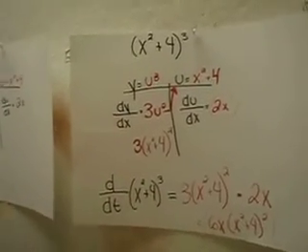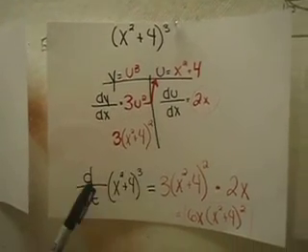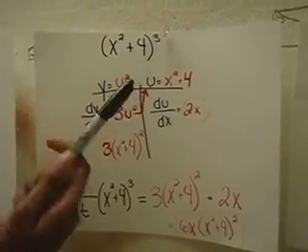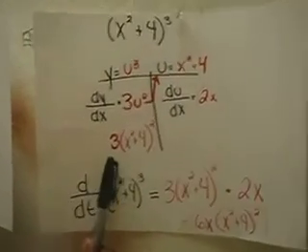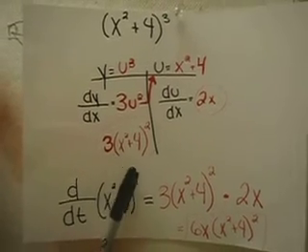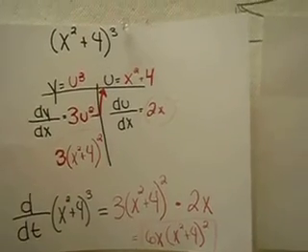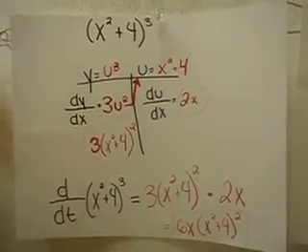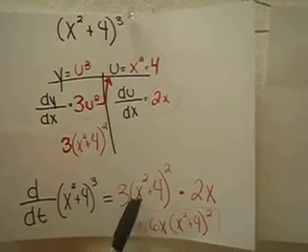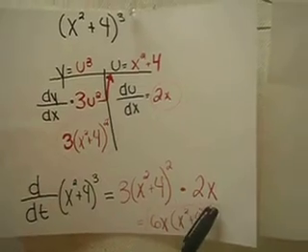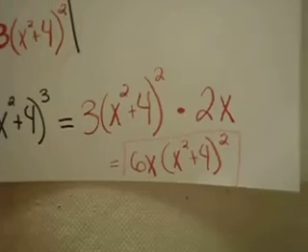Now after you find the derivative, we have to get rid of u, so all you have to do is plug the u value, the original equation, into here. So this would be 3 times x squared plus 4, squared. And then to get your answer, all you do is multiply these two together. So the answer would be 3 times x squared plus 4 squared times 2x, which gets you 6x times x squared plus 4 squared.